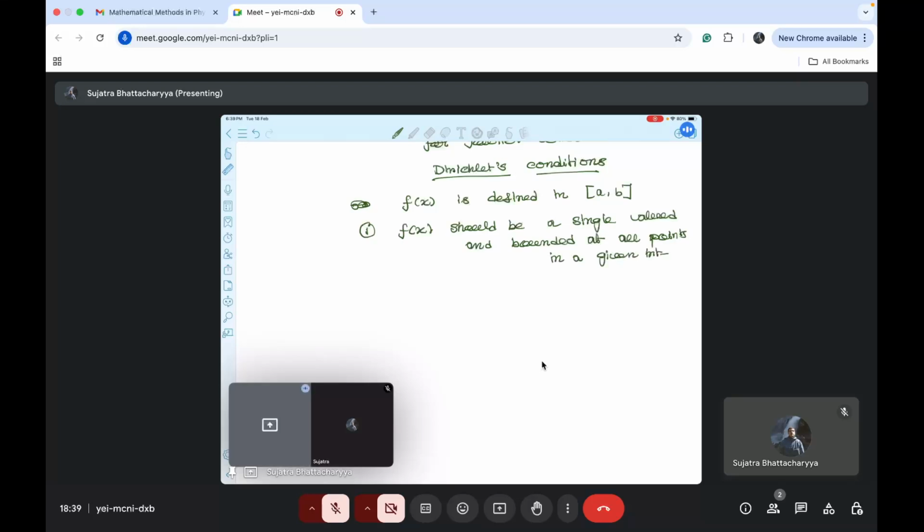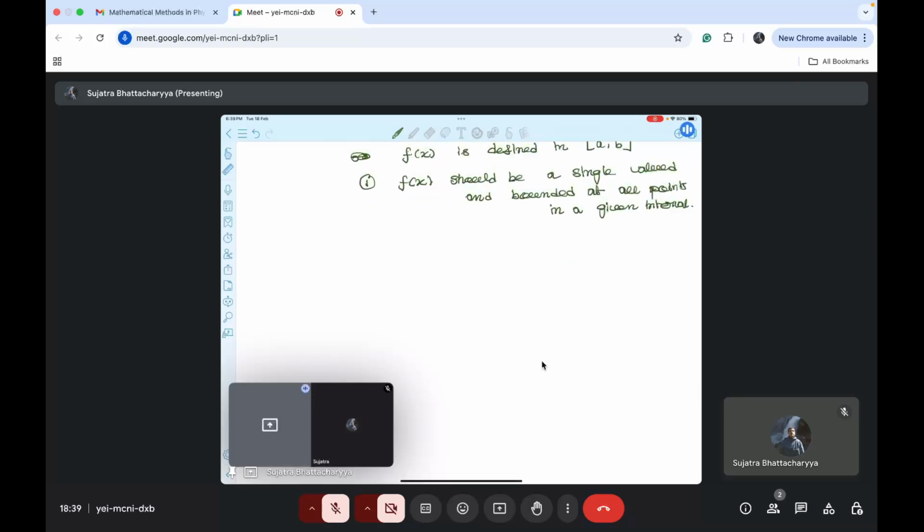All right. So this is one of the things. What do you mean by a single valued function? A single valued function, as the name says. Suppose you have a function something like this. You have one value of x and its corresponding value of f(x).